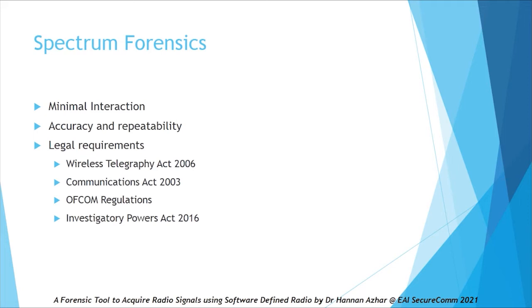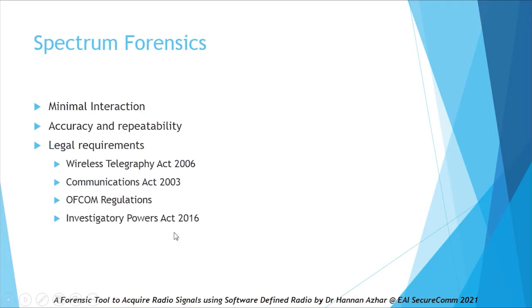The Investigatory Powers Act is also important, because it defines the lawful authority for carrying out an interception of signals. So it is important to know if you need a warrant, in which case, and what you should do to get a warrant while you do the interception.